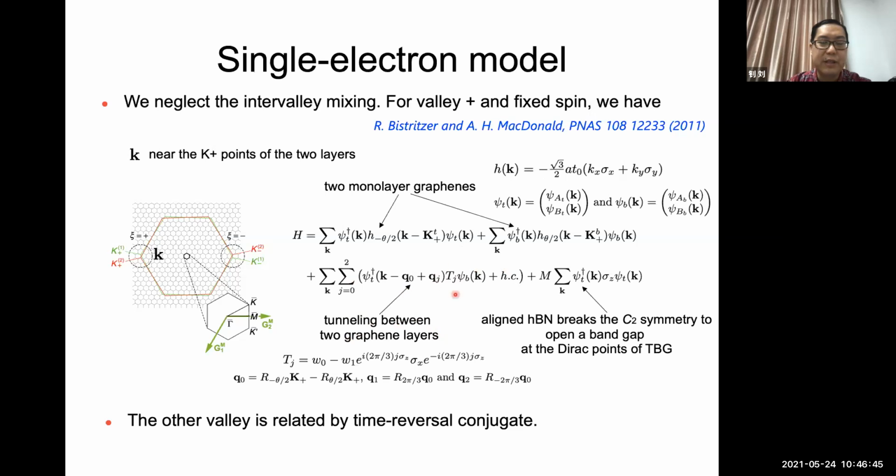The tunneling matrix element T has this form, and here W0 is the tunneling between AA sites, and W1 is the tunneling between AB sites. And the last term is the effect of the aligned boron nitride, which breaks the C2 symmetry to open a gap at the Dirac points of the twisted bilayer graphene. And the other valley, the valley minus, can be related by the time reversal conjugate.